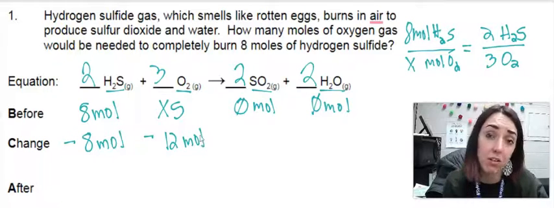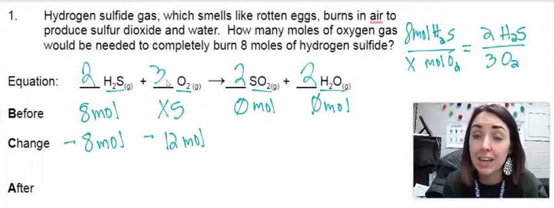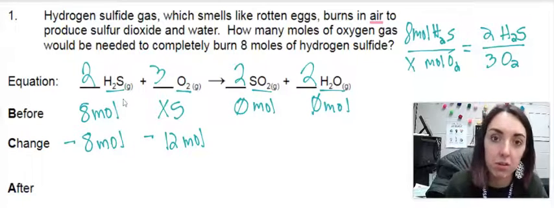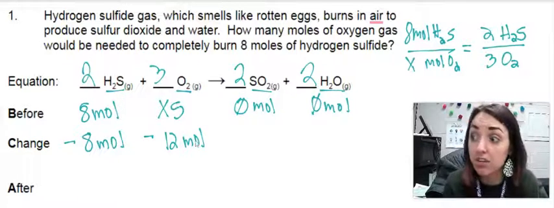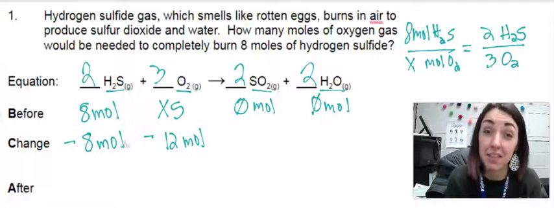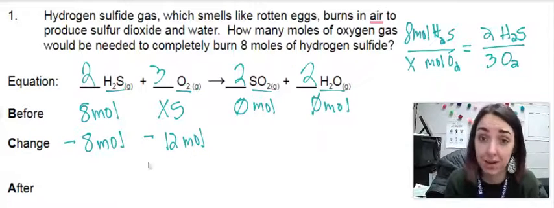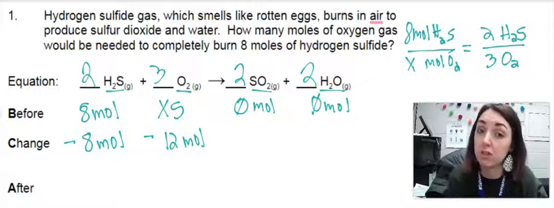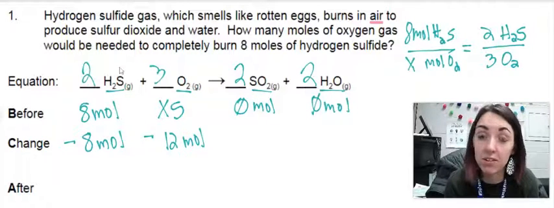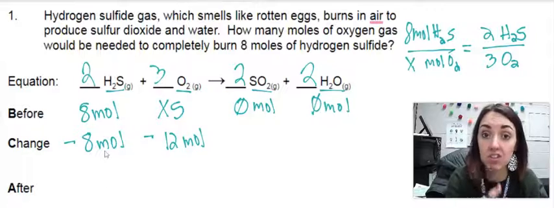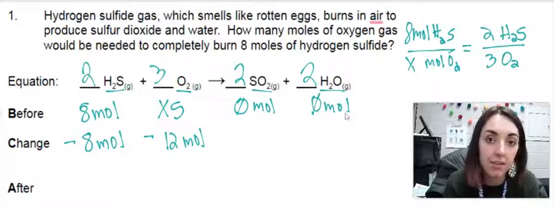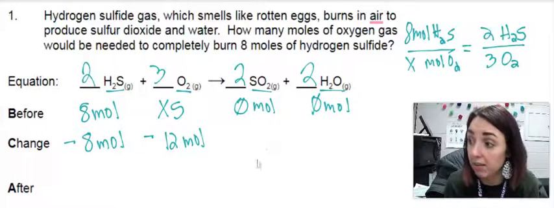And you can always do a little self-check. I need more oxygen than I do hydrogen sulfide. 3 is bigger than 2. Therefore, I should use more oxygen than I do hydrogen sulfide. 12 is bigger than 8. So there's all these little built-in checks for you just to make sure that you did your algebra right. So 3 is bigger than 2, 12 is bigger than 8. Check, that looks good. Now we can ratio any 2 things together to get a missing value.